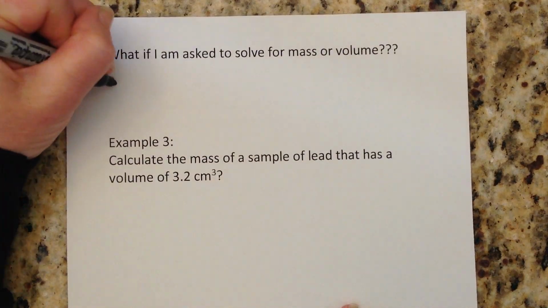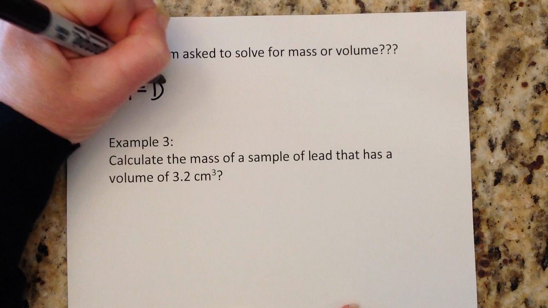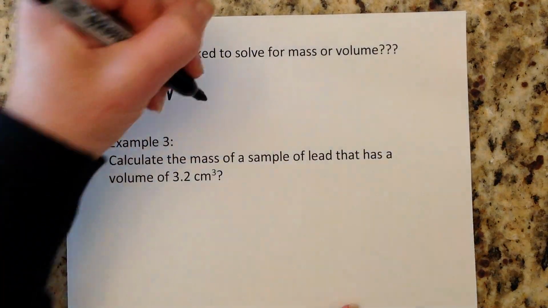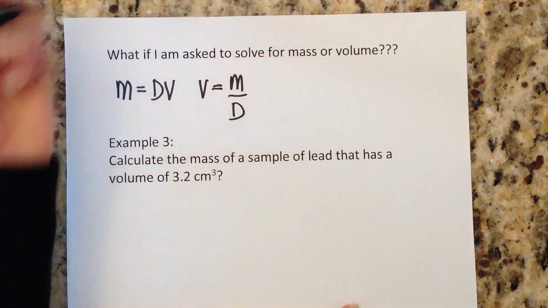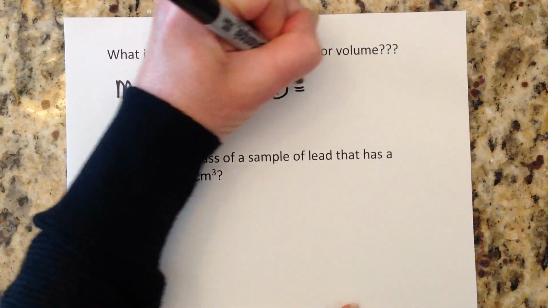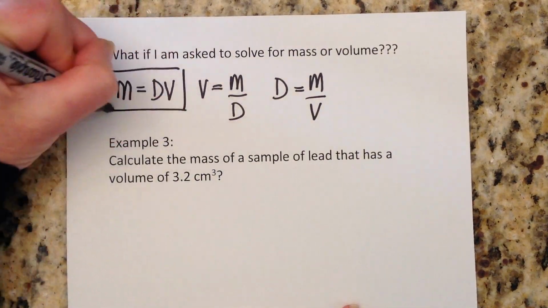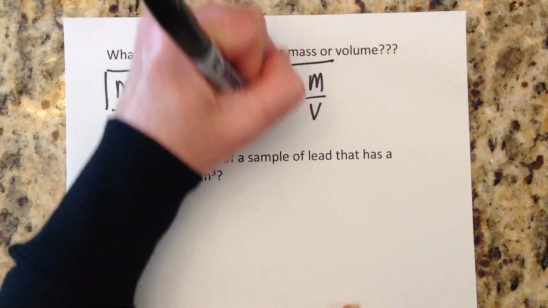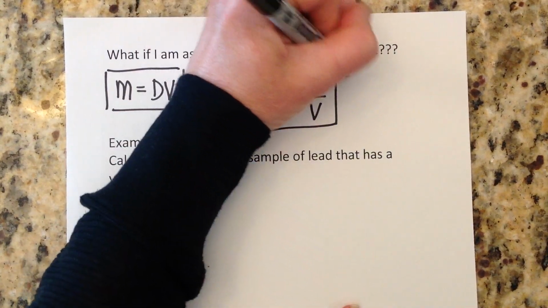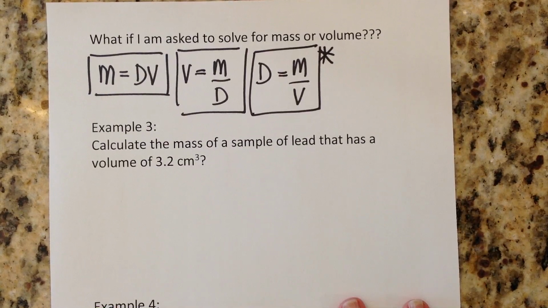I'm going to remind you that if you rearrange for mass, mass is density times volume. If you rearrange for volume, volume is mass over density. And then again, we know density is mass over volume. Same formula, 3 ways. Density is mass over volume, just happens to be the most common way that you are going to see that. And remember, you can always go back to that density triangle.